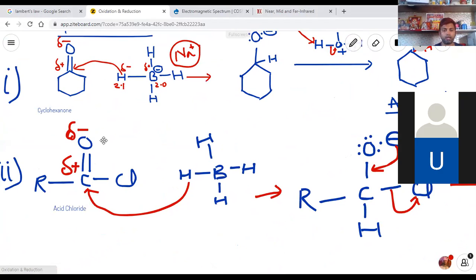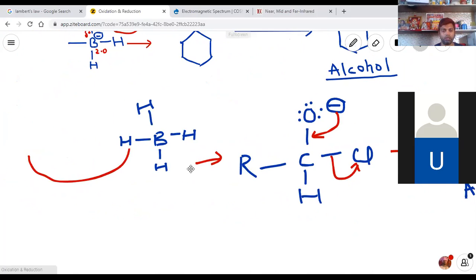Now we'll take another example, an acid chloride molecule. This is an acid chloride molecule, and we know this is a carboxylic group. Carbon will have a positive charge and oxygen will have a partial negative charge. Because oxygen is more electronegative, this bond can shift to this oxygen. Again, from borohydride, hydrogen will attack the carbon.